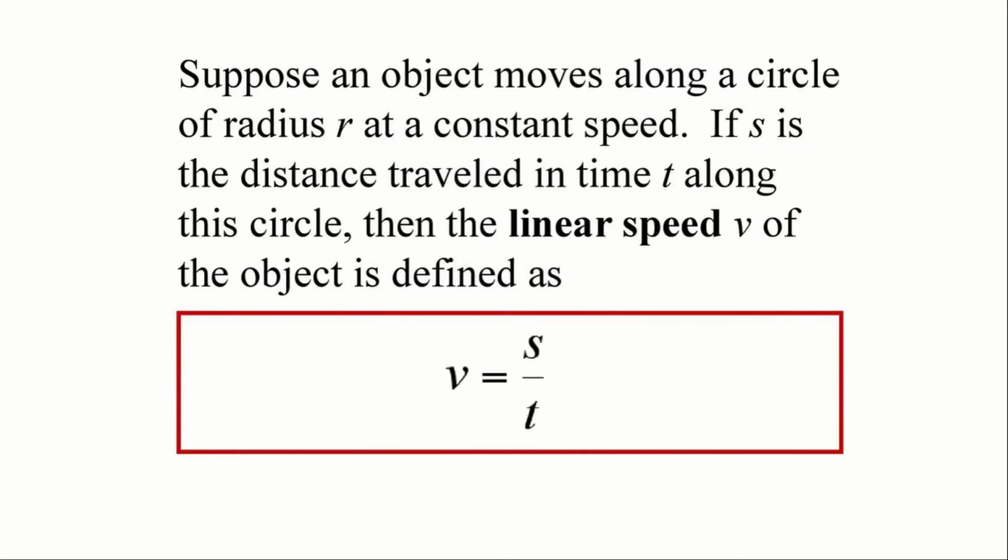Suppose an object moves along a circle of radius r at a constant speed. Up to here speed was not considered, but here we need to consider speed also. If s is the distance traveled in time t along this circle, then the linear speed v of an object is defined as v = s/t, where s is the distance traveled and t is the time taken to travel that distance. So if we need to calculate the linear speed, it is given by s/t, that is distance by time.